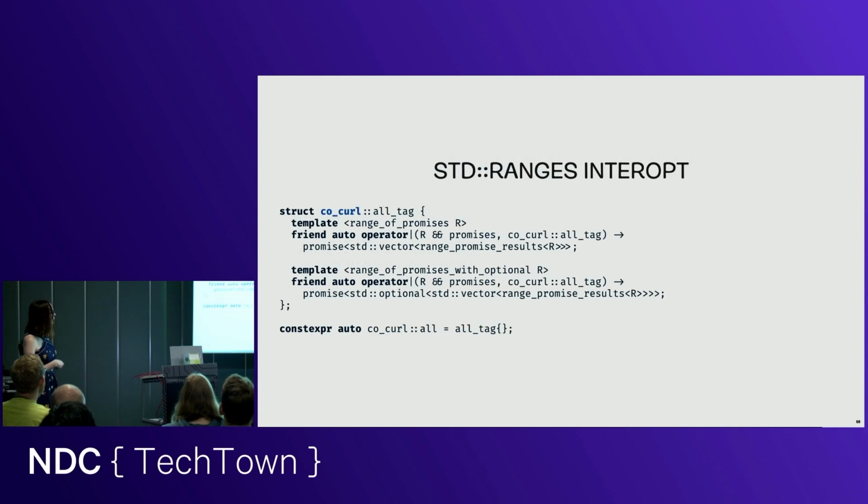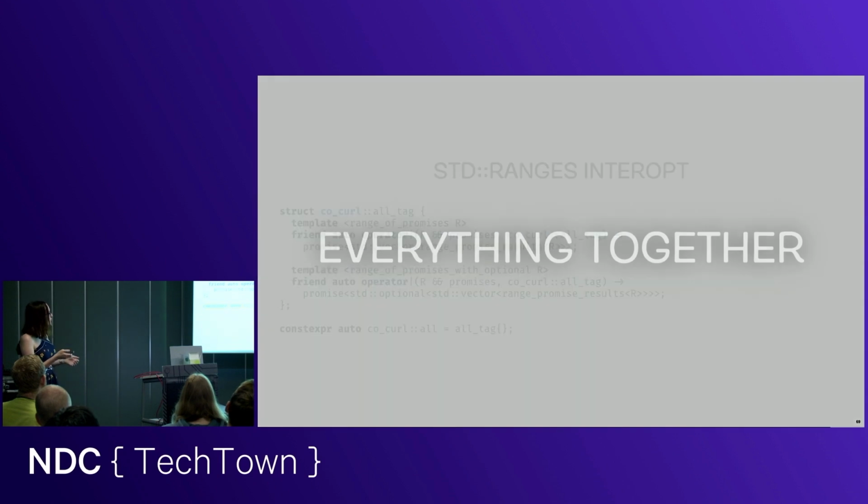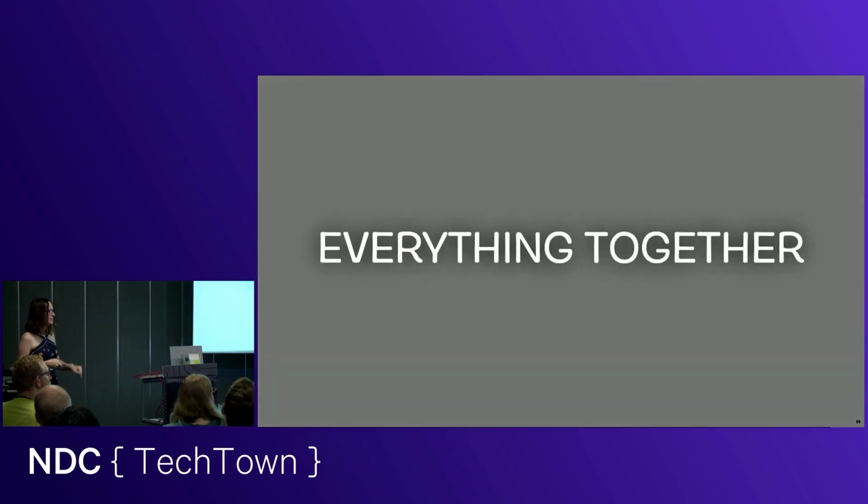And return the output. Then, to make it even nicer, you can create a ranges interop by creating a niebloid. It's still called a niebloid, which is an operator pipe of promises. It will take a range of promises with the all tag, and do the same operation I showed you. And if it's a range of optional promises, it will do the same operation I showed you. And then you have a function, I forgot the name. The name is all. So everything together.